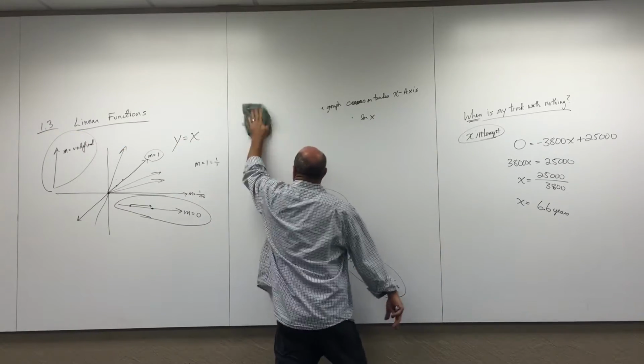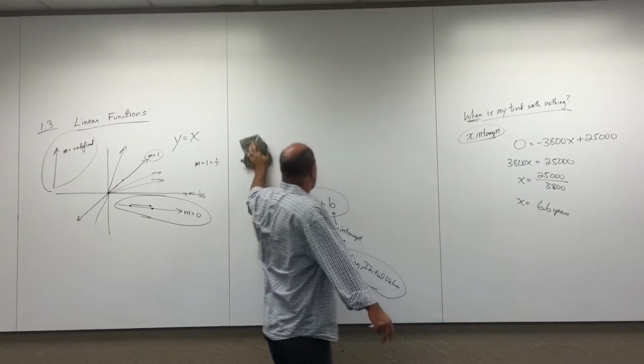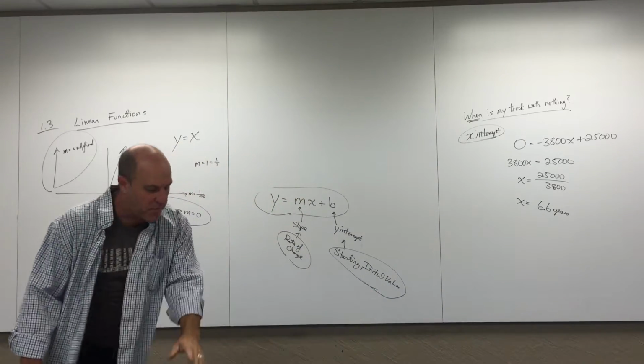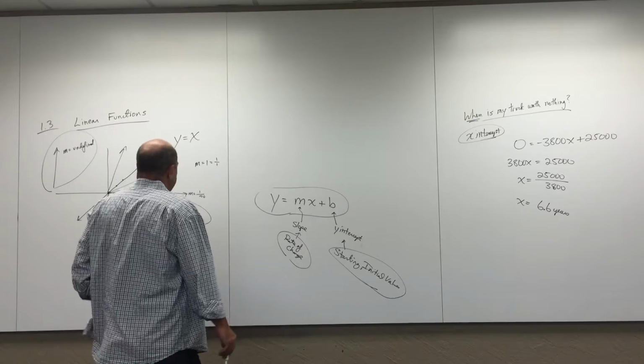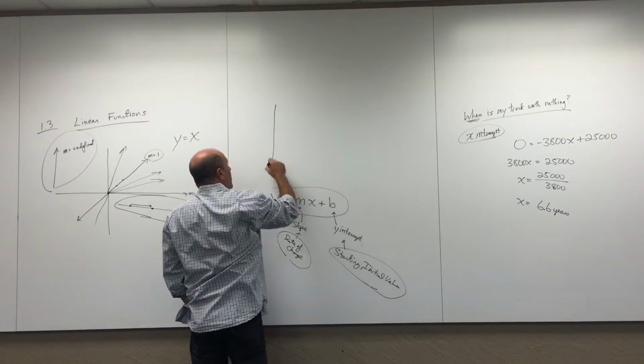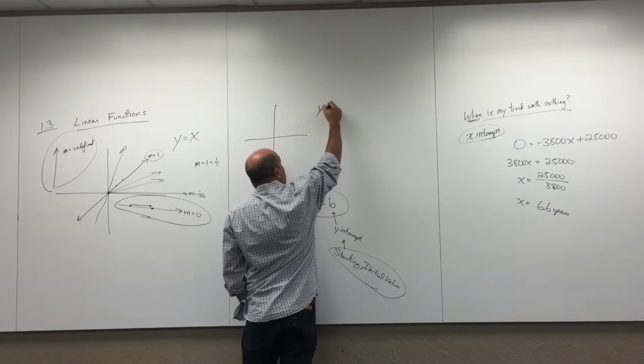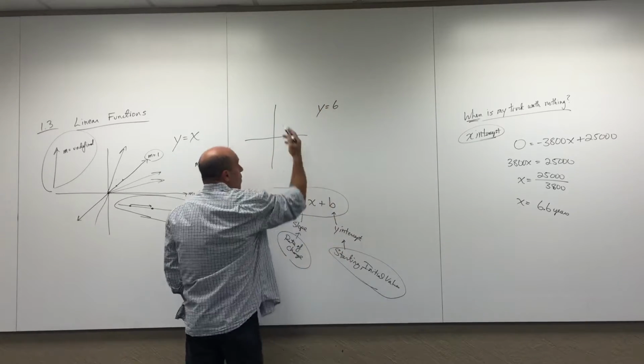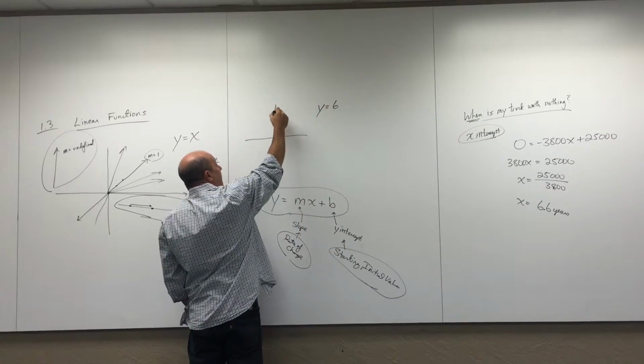The problem with those guys is those concepts don't really fit this formula all that well. See, here's a line with a slope of 0. You ready? It's called y equals 6. Y equals 6 is up on the y-axis.